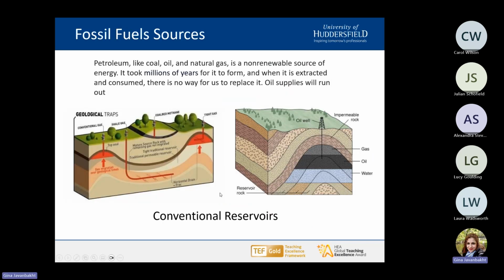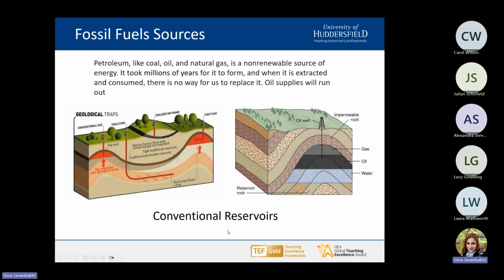Well, there are different sources to get fossil fuels. The petroleums like coal, oil, or natural gas, as I said, are non-renewable sources of energy. It takes them millions of years to form. And you can imagine how fast we extract them, right? So technically, there is no way to replace these sources after we extract them.